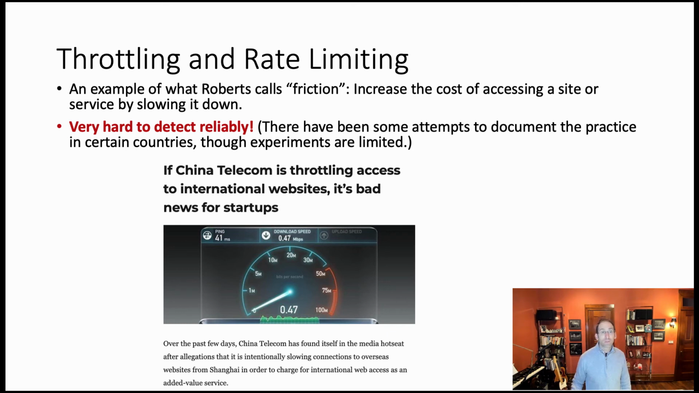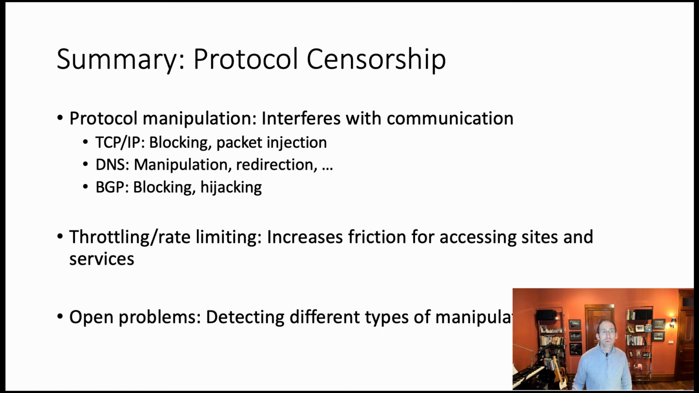It's very hard to detect reliably. There have been some attempts to document this practice in certain countries, though specific experiments to monitor throttling, particularly over time, have been limited. So we've looked at a number of ways to censor or manipulate protocols, interfering with communication by blocking or injecting packets into TCP/IP, by manipulating or redirecting the DNS, and by blocking or hijacking BGP.